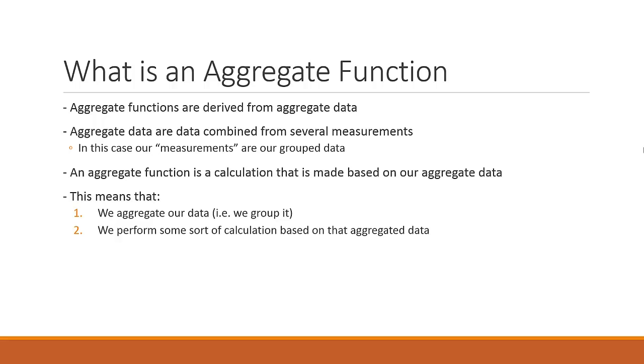So an aggregate function is just a calculation that is made based on our aggregate data. Whatever that calculation is, we don't really know yet, because there's a whole bunch of different calculations that you can perform based on our aggregate data. So this really means that there's two steps going on here. That's all it is with respect to aggregate functions. The first step is we aggregate our data, which means we group it together. And the second is we perform the calculation based on that aggregated data.